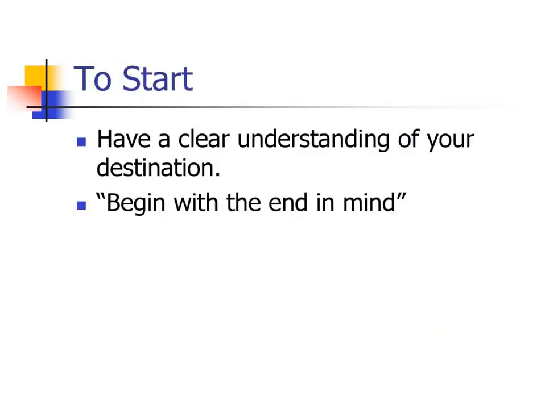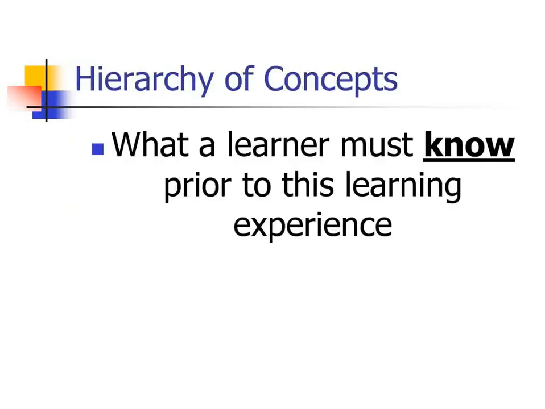In order to plan effectively, know the learning process. Analyze the knowledge. Next, clearly outline the learning outcomes, what a learner will be able to know and to do as a result of the learning activity. Bring accuracy and clarity. Align them with learning outcomes, concept, and learning activities. And what should be the hierarchy of concepts, what a learner must know prior to this learning experience.